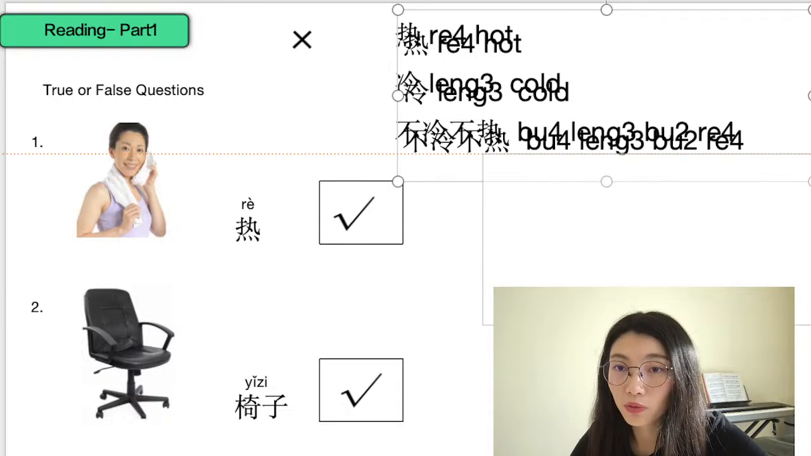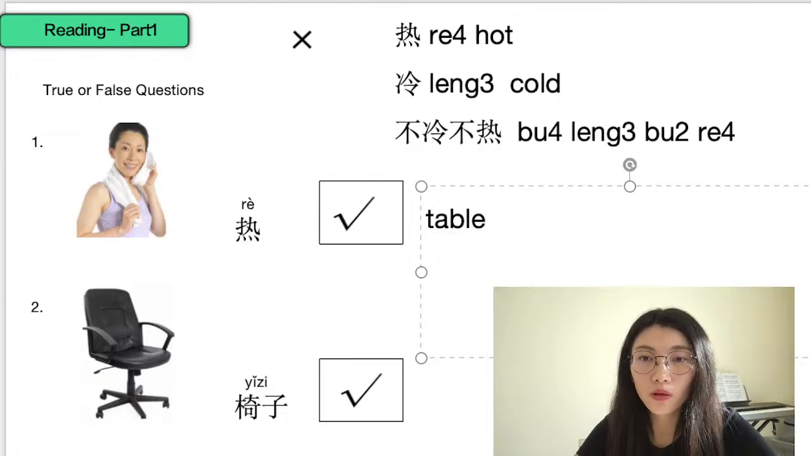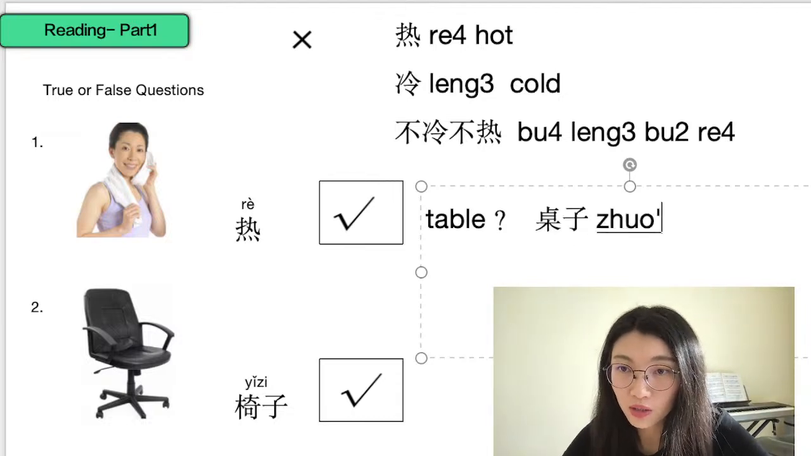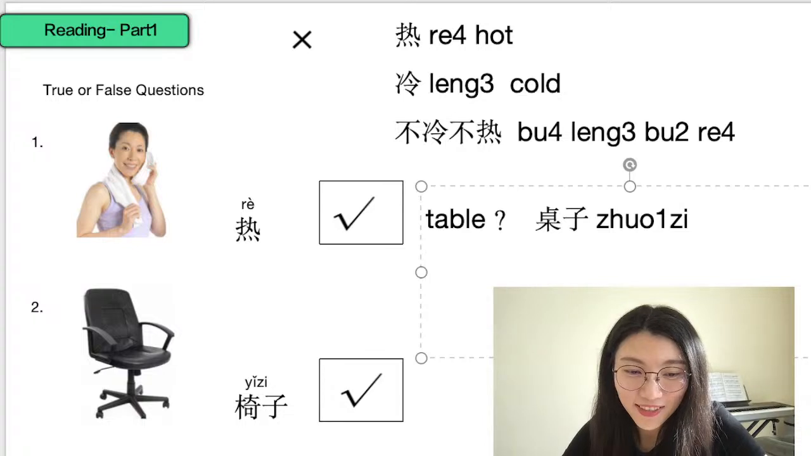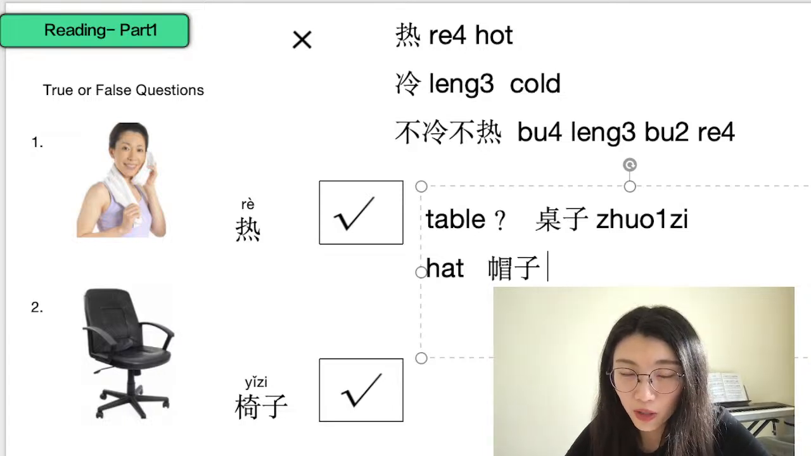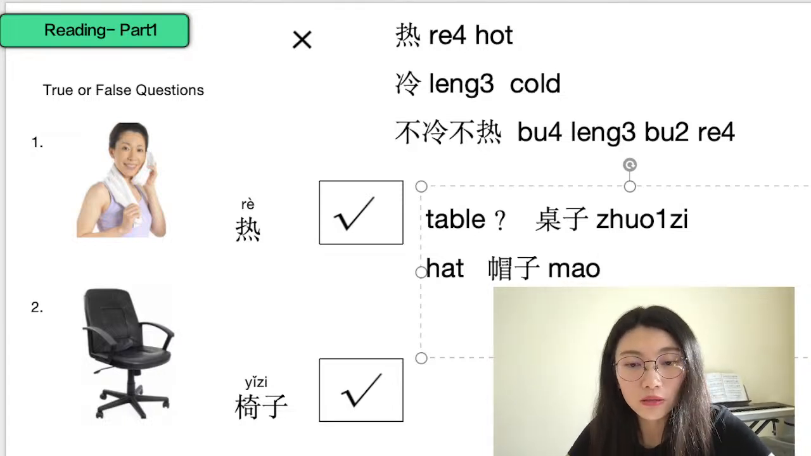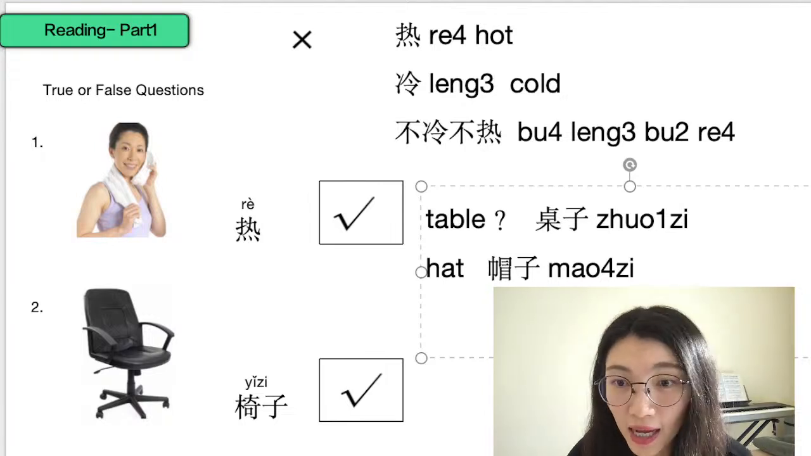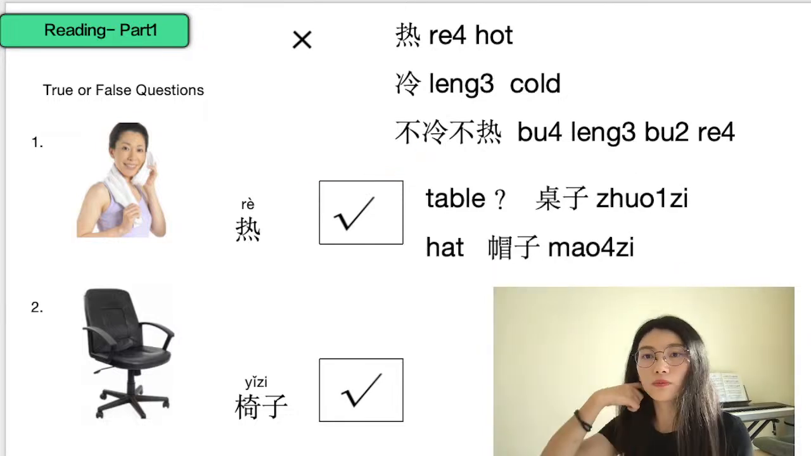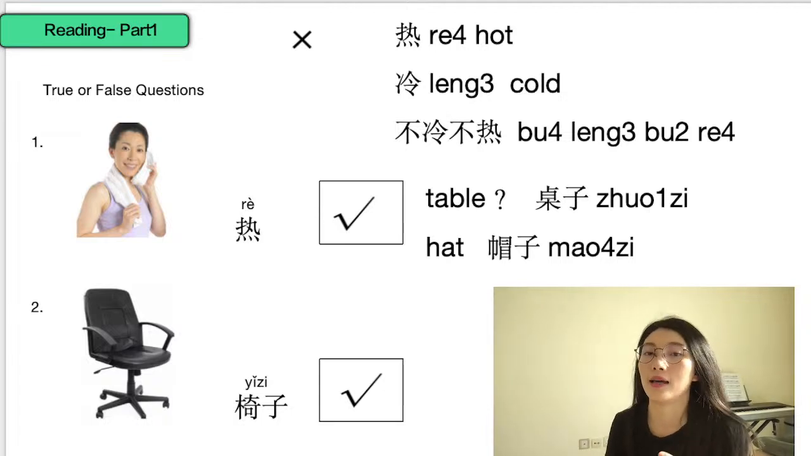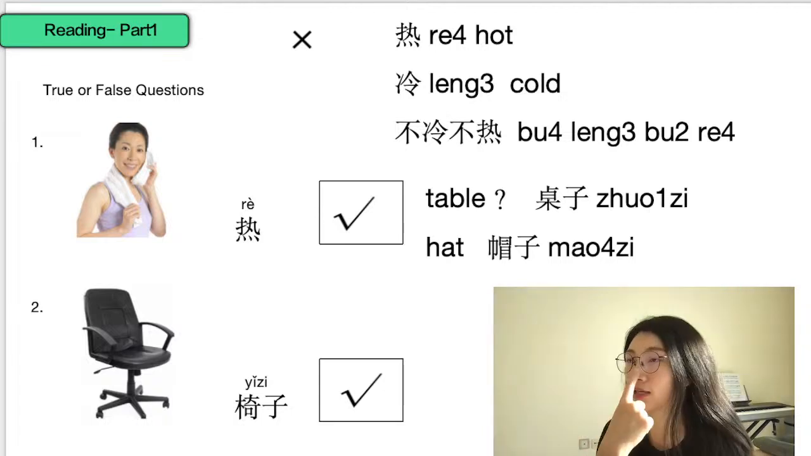So, how to say table? Table is 桌子. 好, 桌子. Okay. And how to say hat? Hat is a little bit hard. You maybe didn't learn it, but I want to tell you. Hat is 帽子. They all end up with the suffix 子. Very good. Let's talk about 子: 桌子, 椅子, 帽子.